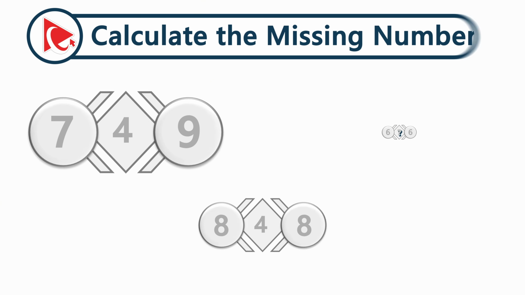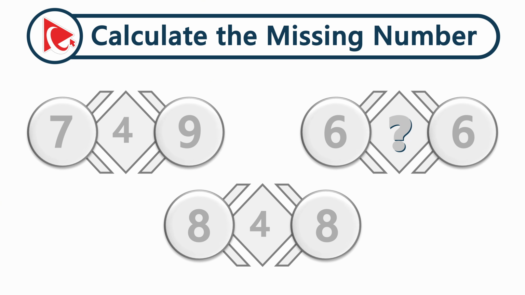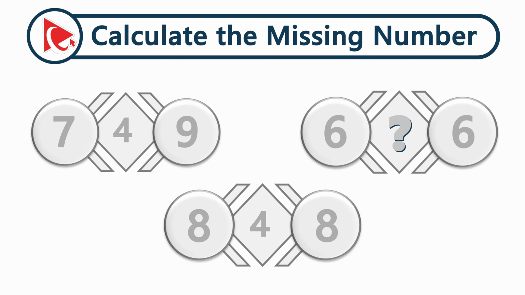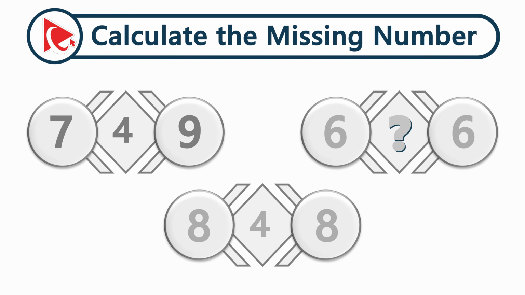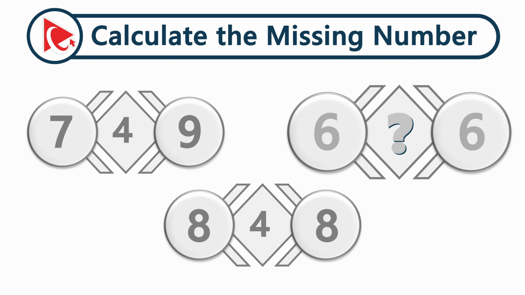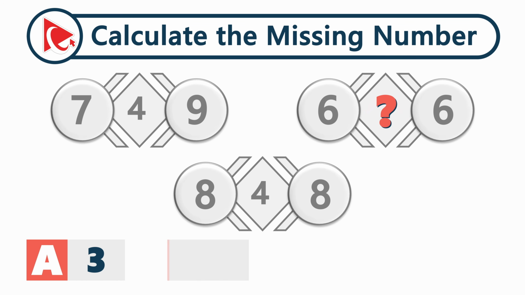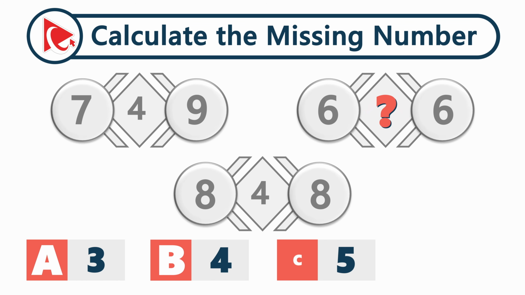You're presented with 3 cool-looking shapes. Maybe these are flying bees. Each shape has 2 circles on the outside and 1 diamond. First shape has numbers 7, 4, and 9. Second shape has numbers 8, 4, and 8. And then the third shape has numbers 6 and 6 on the outside and a missing number in the middle, which you need to calculate and select out of 4 possible choices. Choice A, 3, choice B, 4, choice C, 5, and last but not least, choice D, 6.